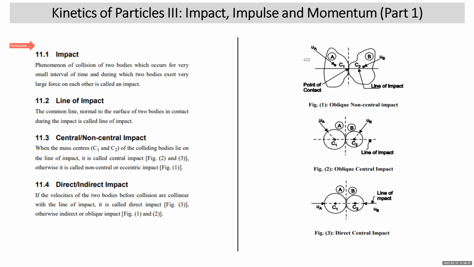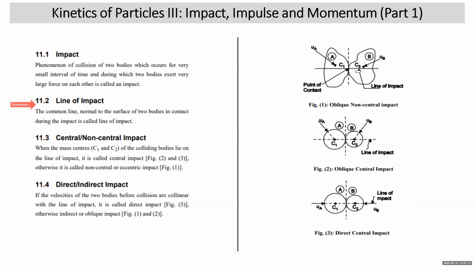Now, if you look at this diagram on the right side, two bodies A and B are colliding. This is a common tangent, or common surface of contact between two bodies. This we call as common tangent. A line drawn perpendicular to common tangent at the point of contact is called as line of impact. So what is line of impact? A common line drawn normal to the common surface of contact between two bodies at the point of contact.